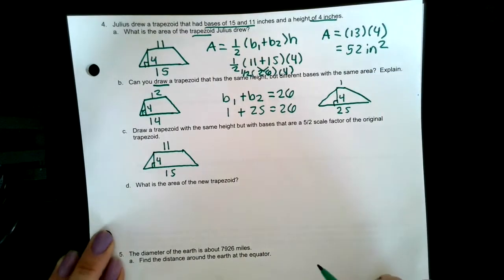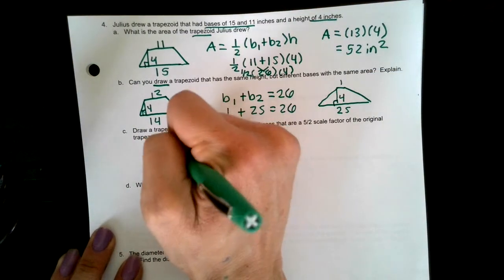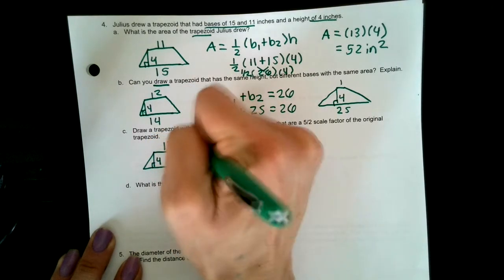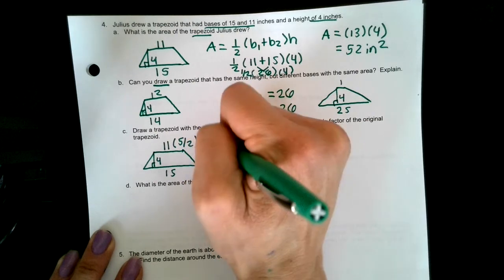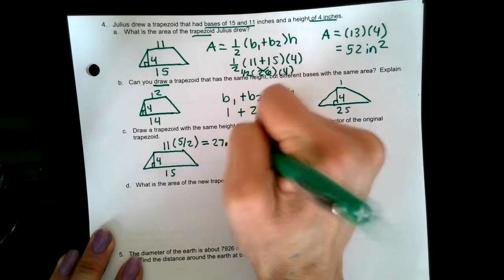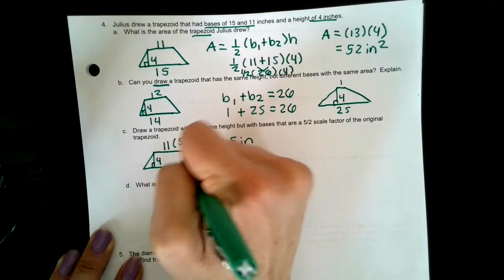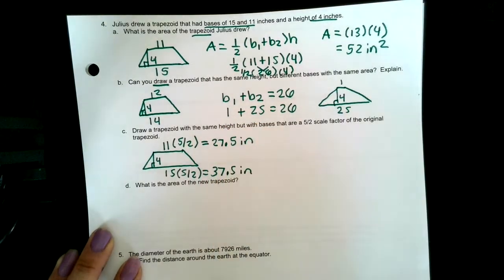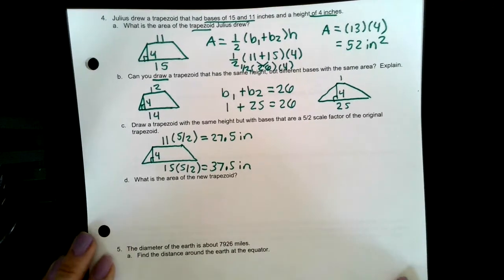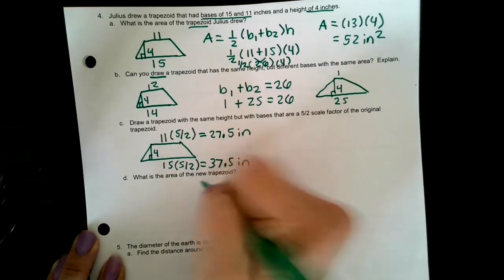Okay, so I have the same trapezoid, but this time I need to make my bases be 5/2 of the original. So this is 27.5 inches. This one is 37.5 inches. So those are my new bases. Now it says, what is the area of the new trapezoid?